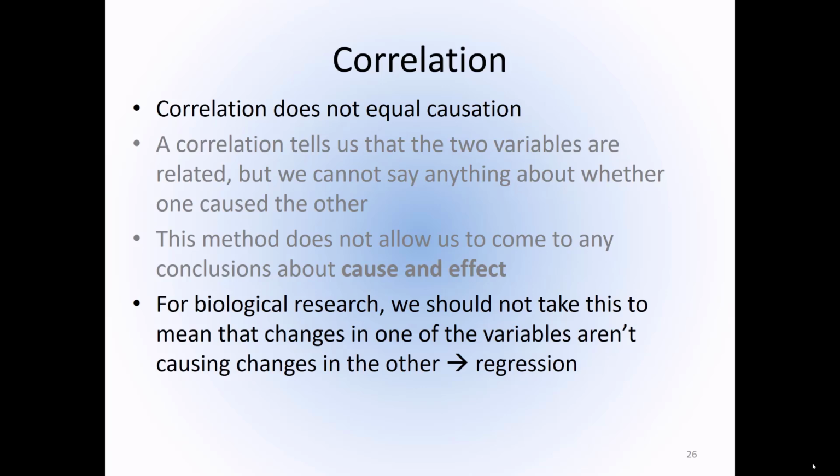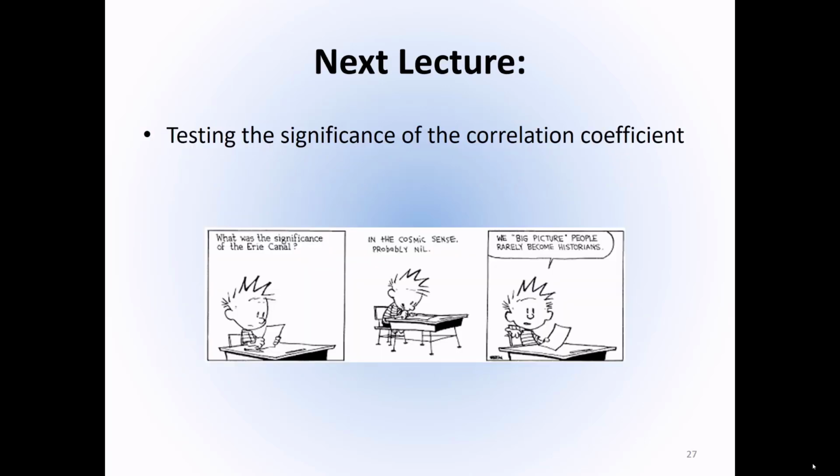We need to use regression for this, and that'll be the next set of lectures after we finish with correlation. Moving forward, now that we know how to calculate a correlation coefficient, in the next video we're going to discuss how to determine if it is significant or not, because just because a correlation coefficient is strong or weak doesn't tell us if it's significant or not.